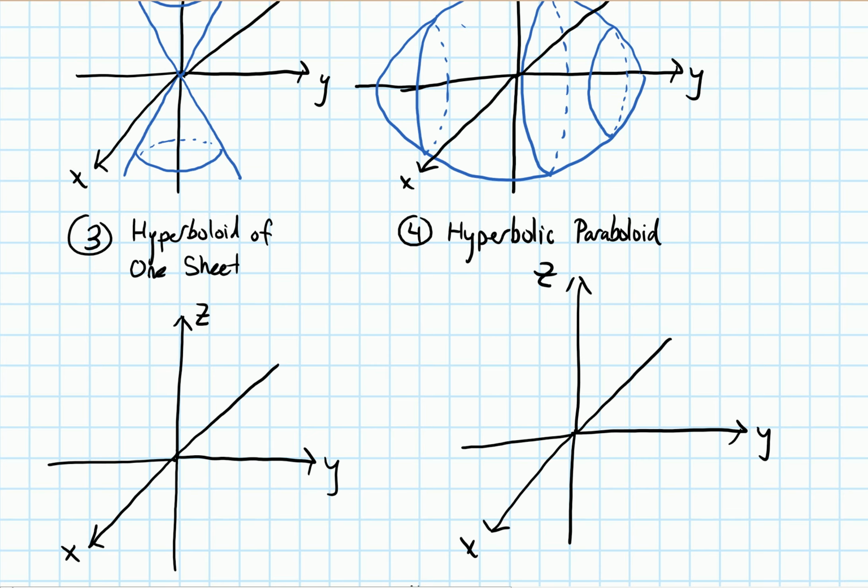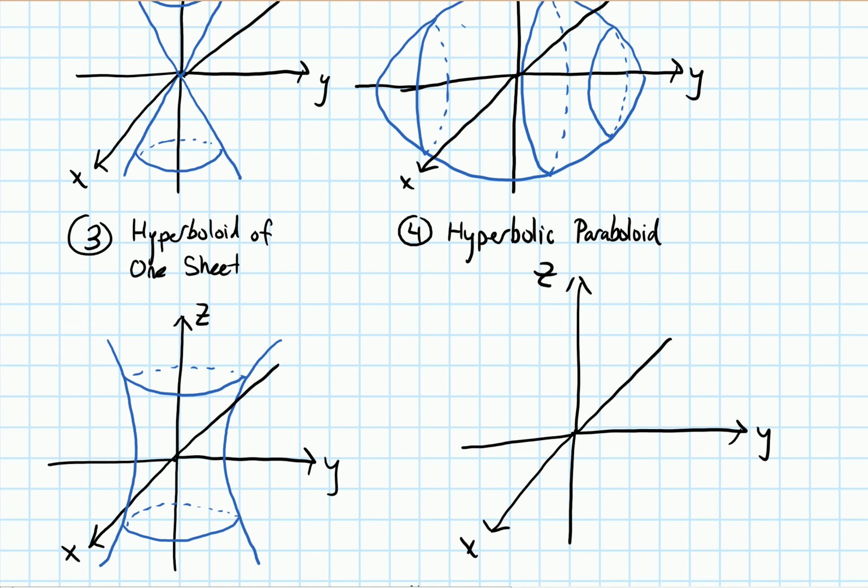So for a hyperboloid of one sheet, that'll look something like the following. So it'll look something like, I have a hyperbola. I'm just drawing this one on the YZ plane, and another hyperbola. And then the cross sections are going to be ellipses like this. Okay, so the cross sections are going to be ellipses like that.